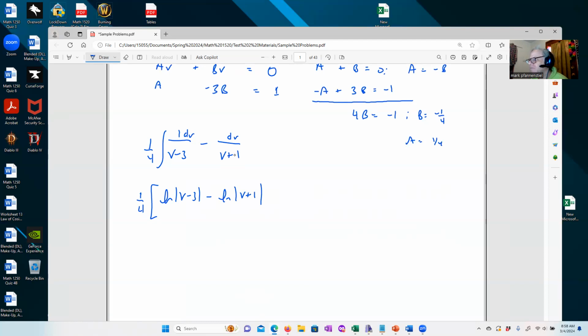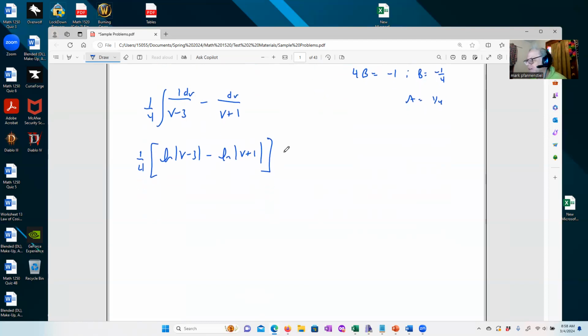The only thing I did for pre-processing was making sure that the -1 went second, because I'm going to pull this little trick out to say this is 1/4 natural log of |v minus 3 over v plus 1|. Now we're going to go ahead and introduce our limits here.